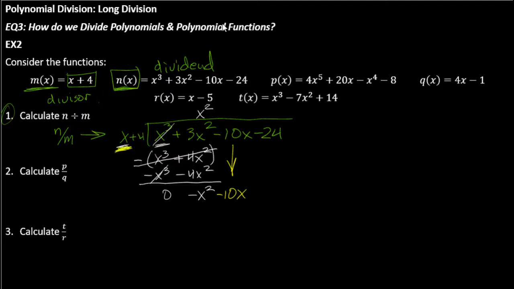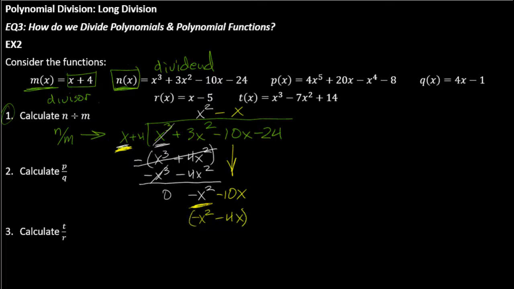So now we're looking again. We just start over. We're looking at the x and the negative x squared. We're looking at just the first terms. Okay, so x times what gives me negative x squared? Well, that would be negative x, right? Okay, so then we're going to distribute back in to the x and to the 4. So we're going to say negative x times x, that gives me negative x squared. Negative x times 4, that gives me negative 4x.